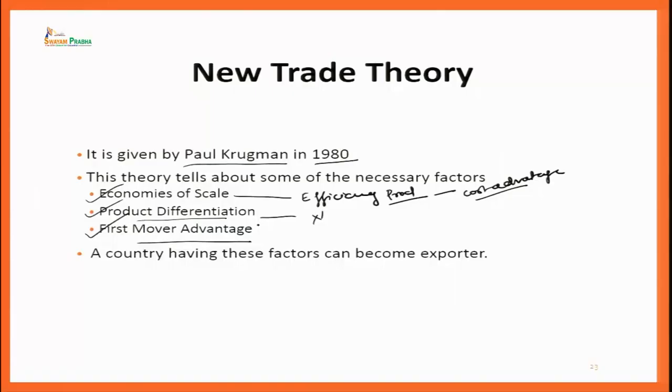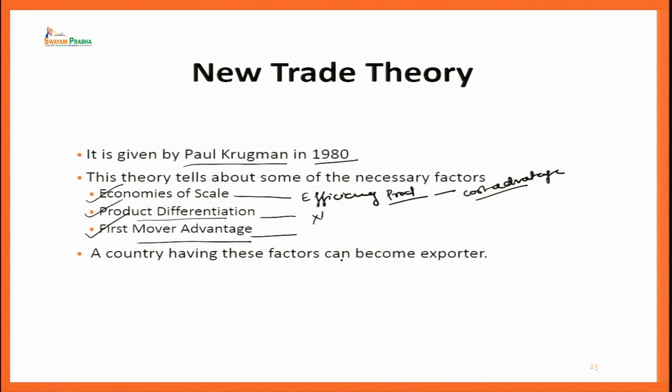So that is a differentiation, right? They come up with the folding phone. That is the product differentiation, and you get the first mover advantage also, when you are offering a product which is very unique, which is not common in the whole market. So you take advantage of it and start initiating the launch of the product in the foreign market. That is the first mover advantage.